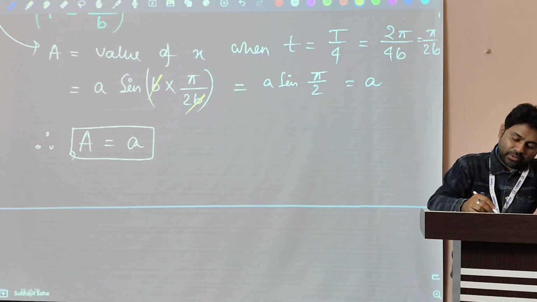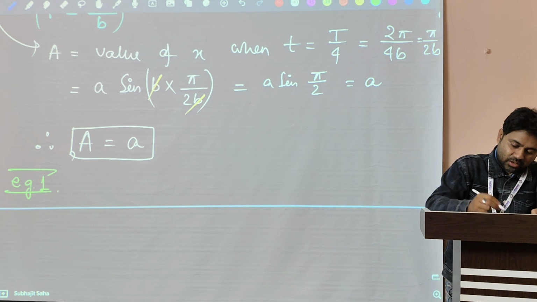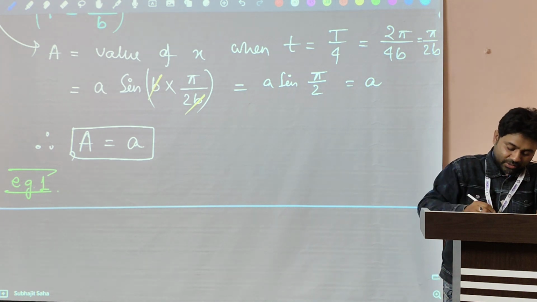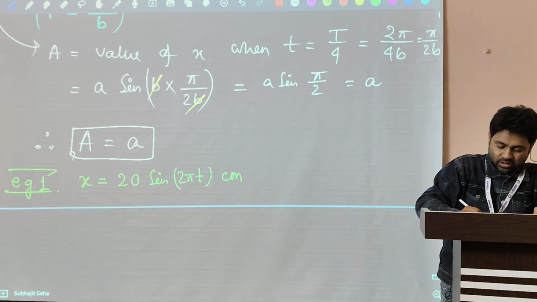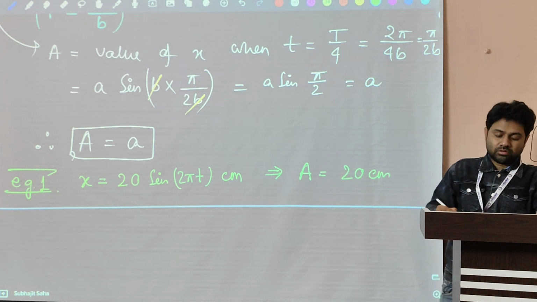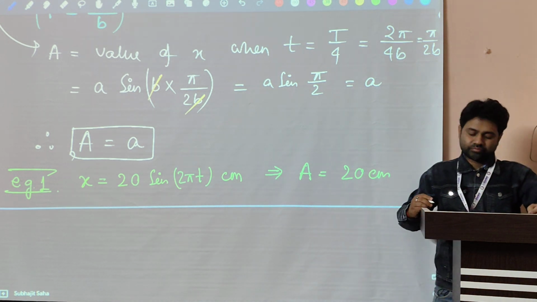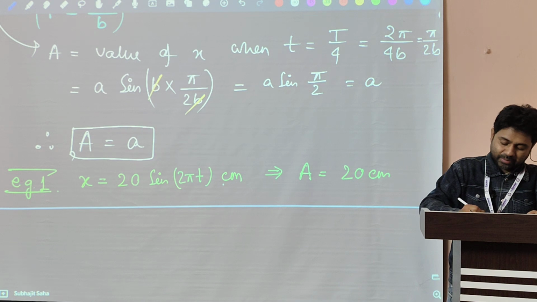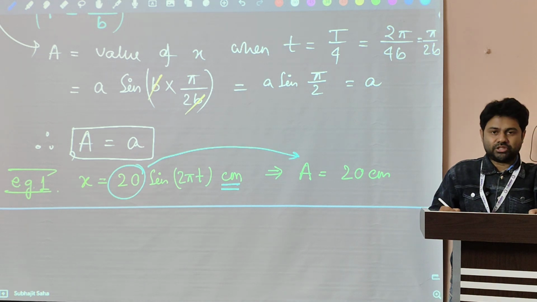So let's take this example. Example 1. Suppose a motion of a SHM is given by x equals to 20 sine 2 pi t centimeters. You can straightforward say its amplitude would be 20 centimeters. Remember, amplitude is a distance, so it will have unit. Here position of particle is given in the unit of centimeter, and what is the coefficient to the sine? That is 20. So we can directly say that is the amplitude.